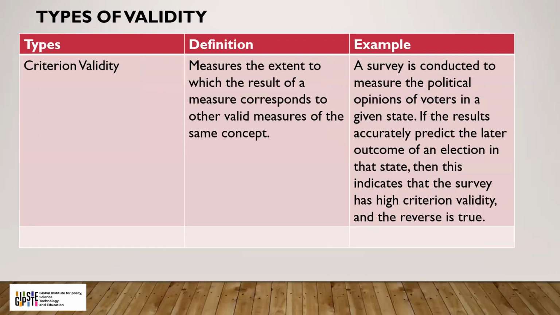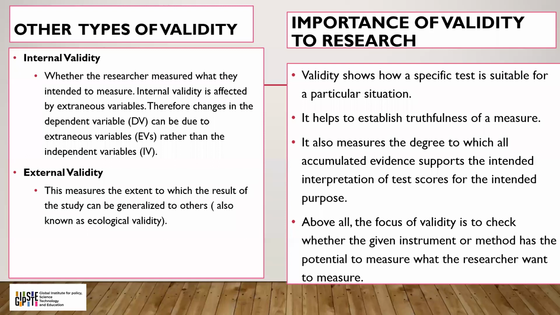The next is the criterion validity. Criterion validity measures the extent to which the results of a measure correspond to other valid measures of the same concept. For example, a survey is conducted to measure the political opinions of voters in a given state. If the results accurately predict the later outcome of an election in that state, then this indicates that the survey has high criterion validity, and the reverse is also true. Take note of that.